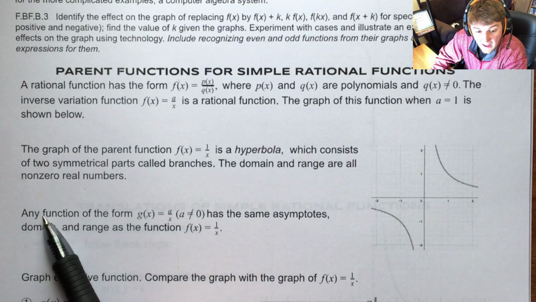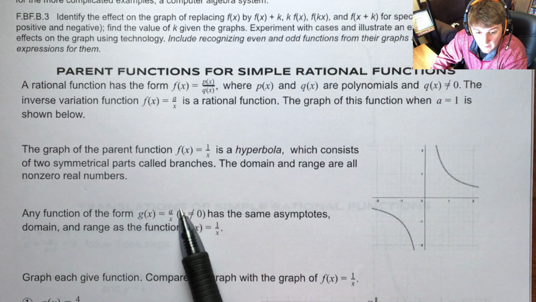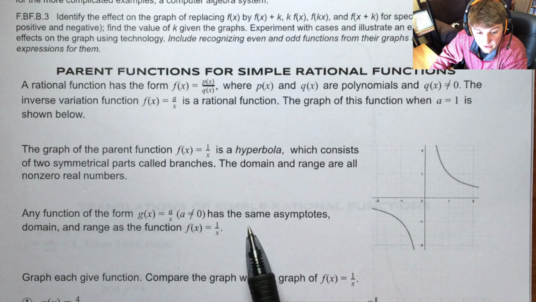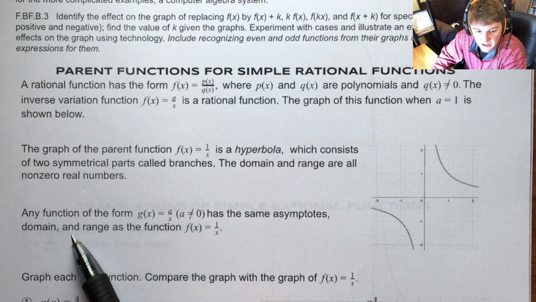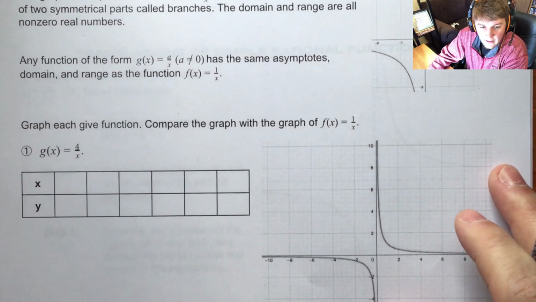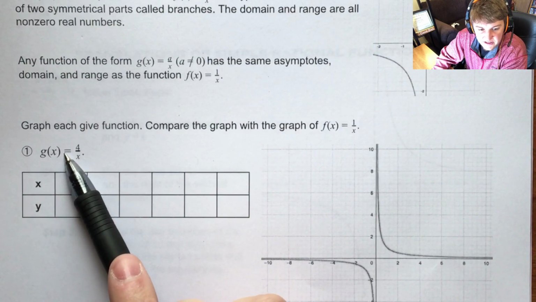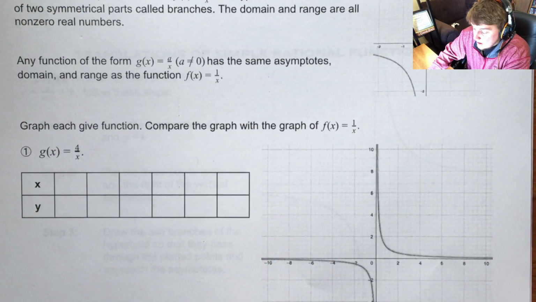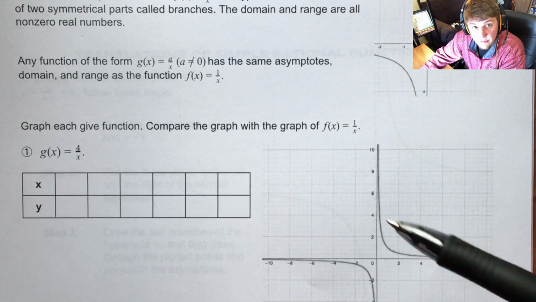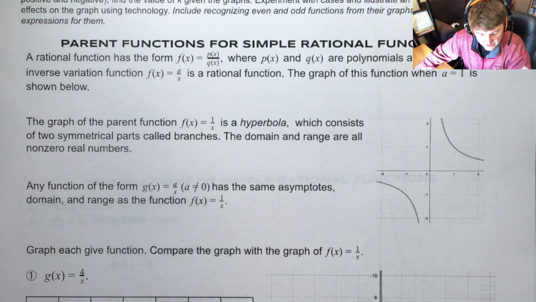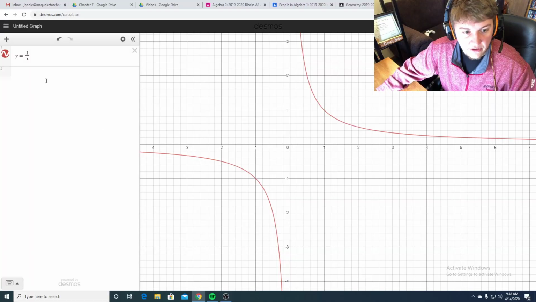And so any function of the form here, any rational function, has asymptotes, okay? And then the domain and range is the same as this, okay? So let's go ahead and compare g of x is equal to 4 divided by x to this function here. Normally we would do this on paper, but I think we can just use the technology just fine. So let's go ahead and take a look here, and let's just compare.